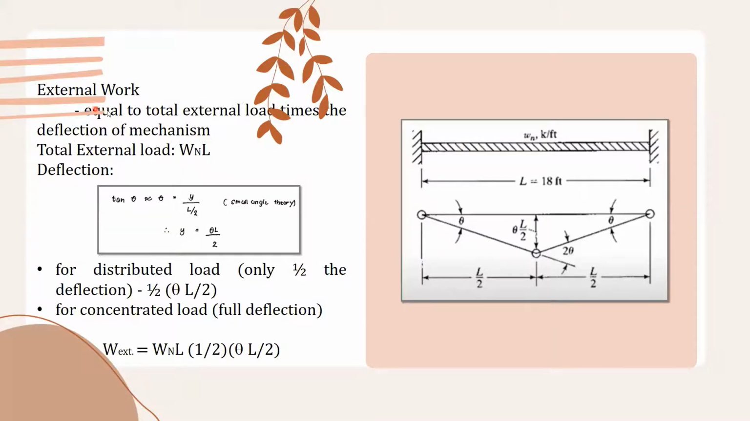So, external work is equals to total external load times the deflection of mechanism. So, yung total external load natin is equals to W sub n times length. So, paano naman sa deflection? So makikita natin dito sa figure na nasa midspan yung maximum moment. So L over 2 lang dito, hatiin lang yung length sa dalawa.